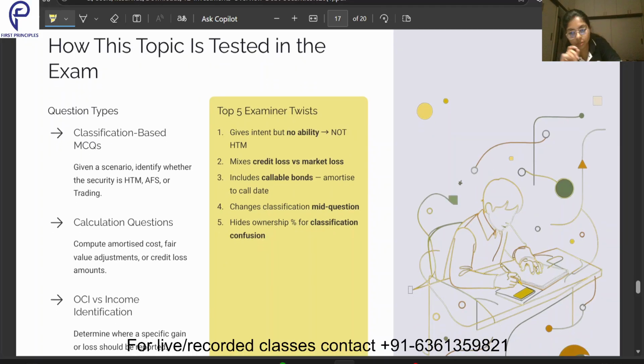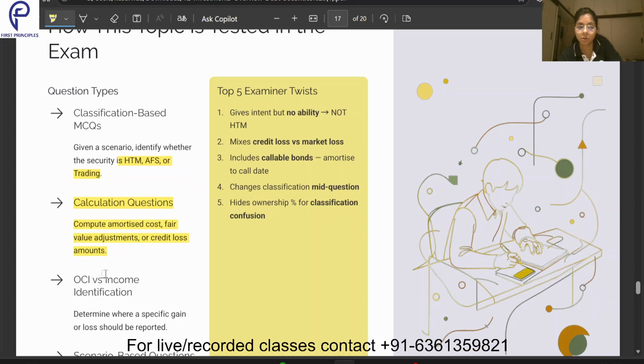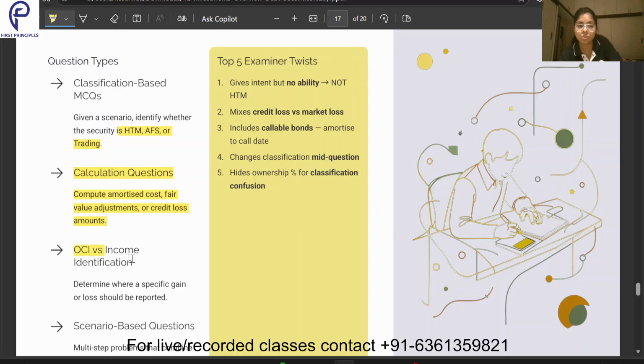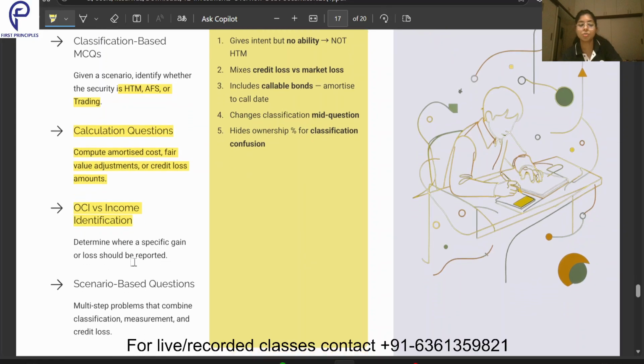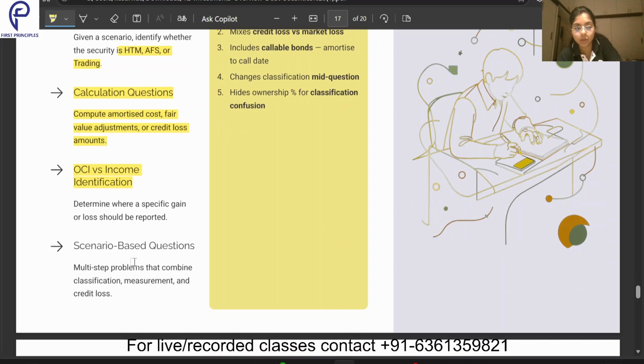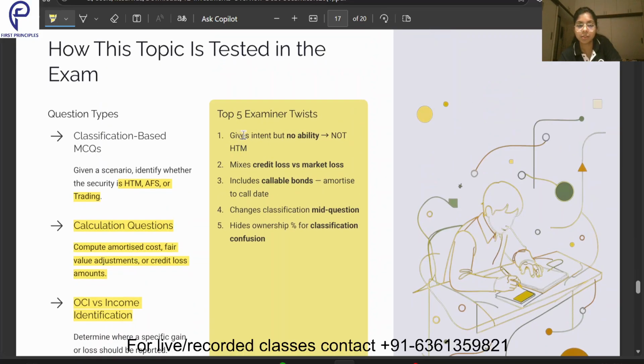Now coming to how this topic can be tested in the examination. So classification based MCQs, that is whether a security is HTM, AFS or trading. Then calculation questions, that means you can be asked to compute the amortized cost, fair value adjustment or credit loss amount. Then OCI versus income identification, when a loss should go to OCI, when it should go to income statement. Then there could be a scenario based question. Then top 5 examiner twists: gives intent but not ability for a particular security to keep it till maturity. In that case this will not be an HTM.